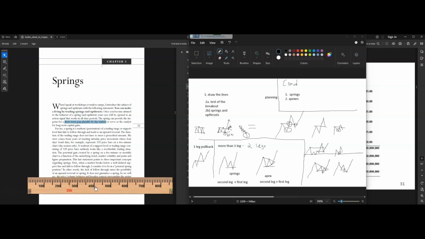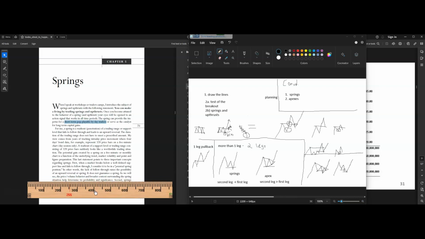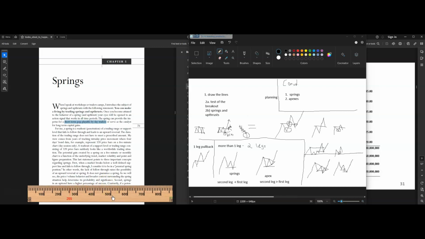It does not guarantee a spring, as we will see. The price volume behavior and the broader context surrounding the spring situation helps determine its probability and significance. Probability is the key word of it working, and significance of it being a shakeout to go higher. Second springs in an uptrend have a higher percentage of success. This is the first factor that he talked about. He talked about the trend, the volatility, and point and figure prep.